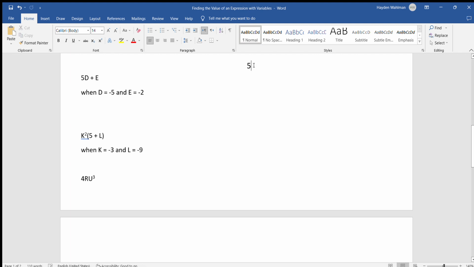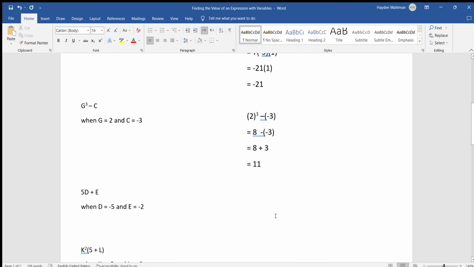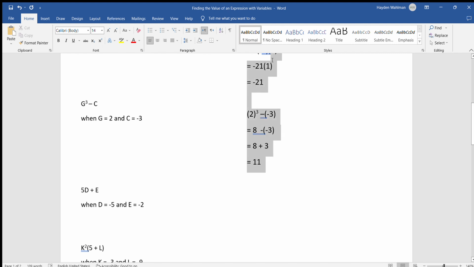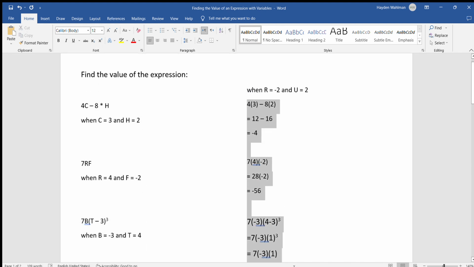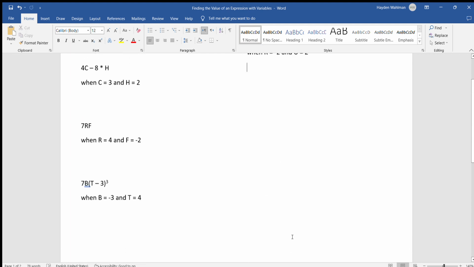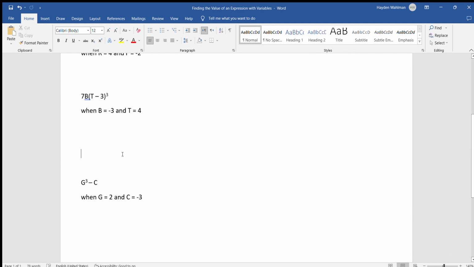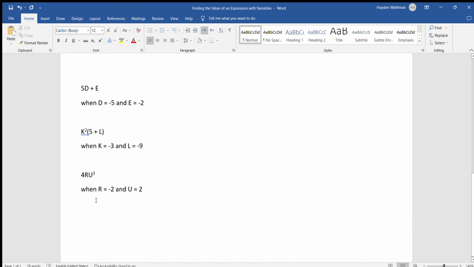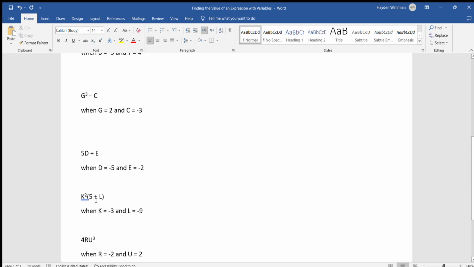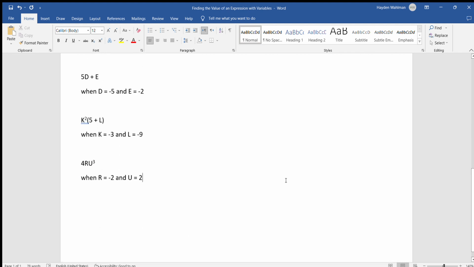I'm going to erase all these so that I could have more room. There's the other ones. So be sure and do your brackets so that you don't get confused, okay?